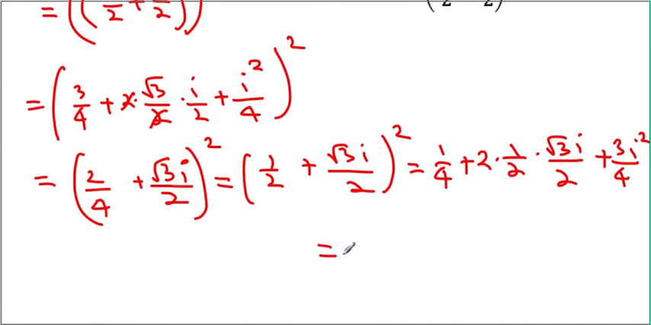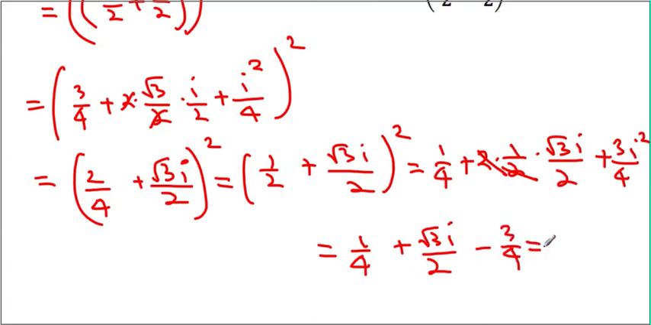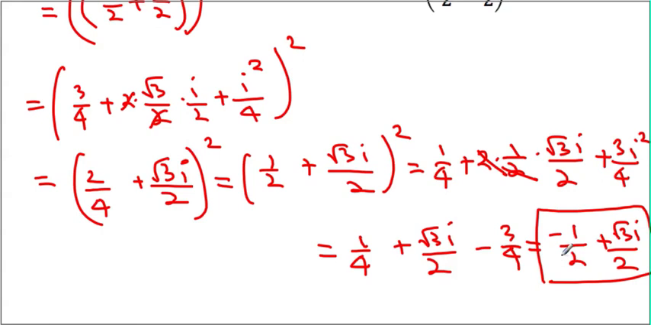If you have to simplify this one further, we end up getting, yes, 1 over 4. These two cancel out. We have plus radical 3i over 2, and then here it goes, negative 3 over 4. Then our final answer is negative, and 1 minus 3 becomes 2. 2 over 4 becomes actually 1/2, negative 1/2 plus radical 3i over 2. That becomes our final answer.